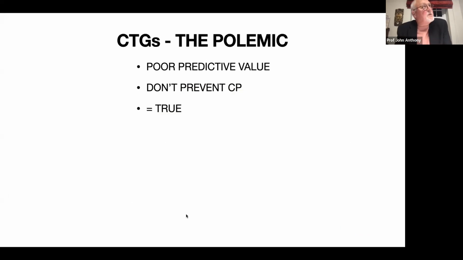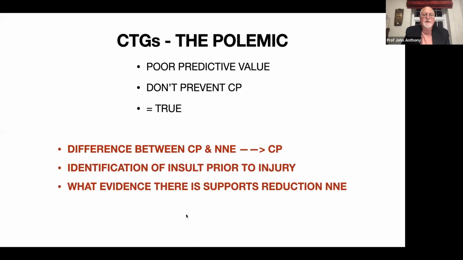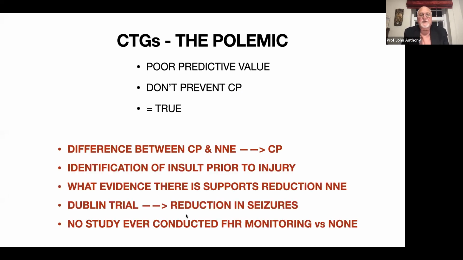Now, when we talk about CTGs, there's immediately this polemic that comes to the fore. And the polemic says that actually these CTGs are not helpful. They have a poor predictive value, and they don't prevent CP, cerebral palsy. And to some extent, this is true, but it's not the whole story. And to unpack this, I think what you need to understand is that cerebral palsy as an endpoint represents many different conditions, and in industrialized countries, only 10% of those are due to intrapartum events.